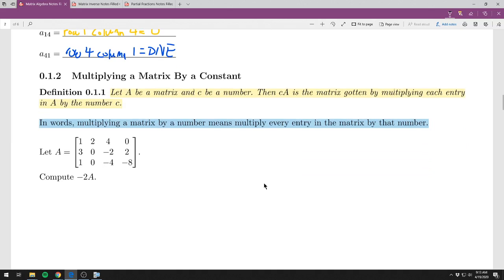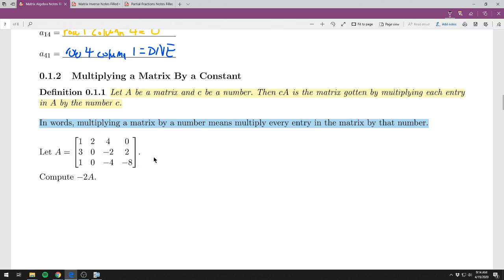All right, now multiplying a matrix by a number is just pretty much one of those things. If I never told you how to do it, you'd probably still be able to guess how to do it. So if A is a matrix and C is any number, then C times A is the matrix gotten by multiplying each entry in A by the number C.